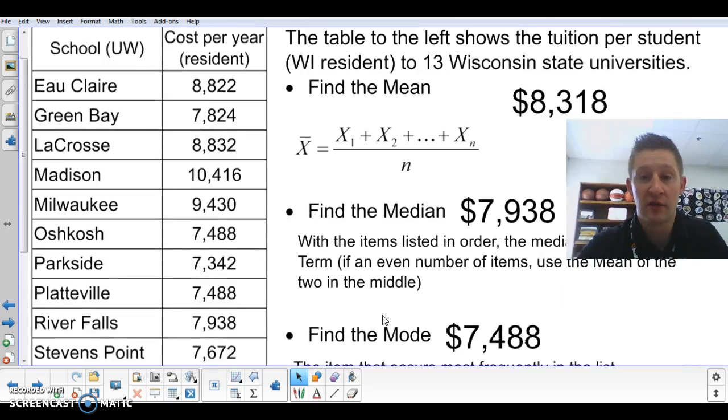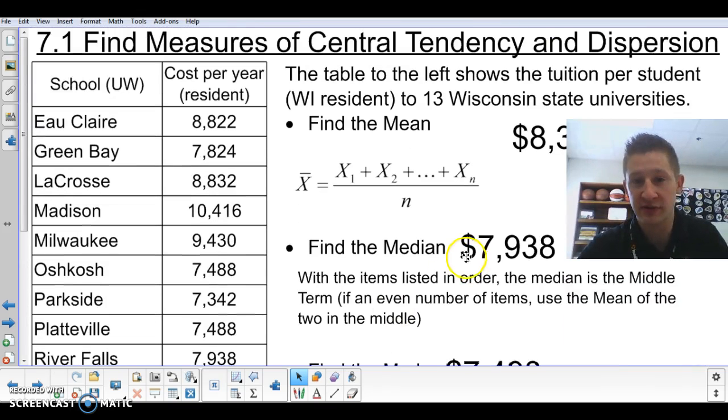So there would be 3 measures of central tendency. What does our list of data look like in the middle? What's the average? What's the median? What's the mode? In the next video, we'll talk about some measures of dispersion.